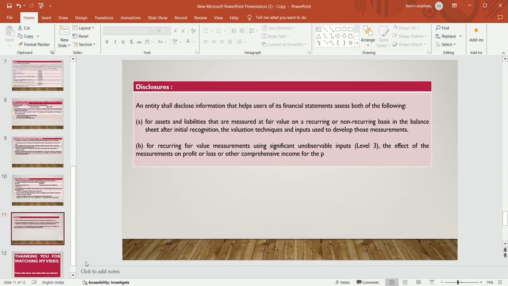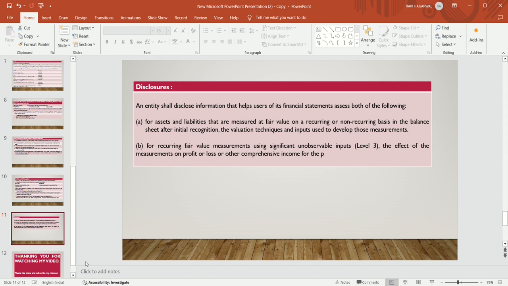Now, what disclosure do we have to give? Disclosure is required in each and every standard, to be given in the financials. So what disclosure will we give? An entity should disclose information that helps users of the financial statements to assess both of the following. If you do not disclose in the financials, it will not help the user of the financial statements to take decisions on the basis of those financials.